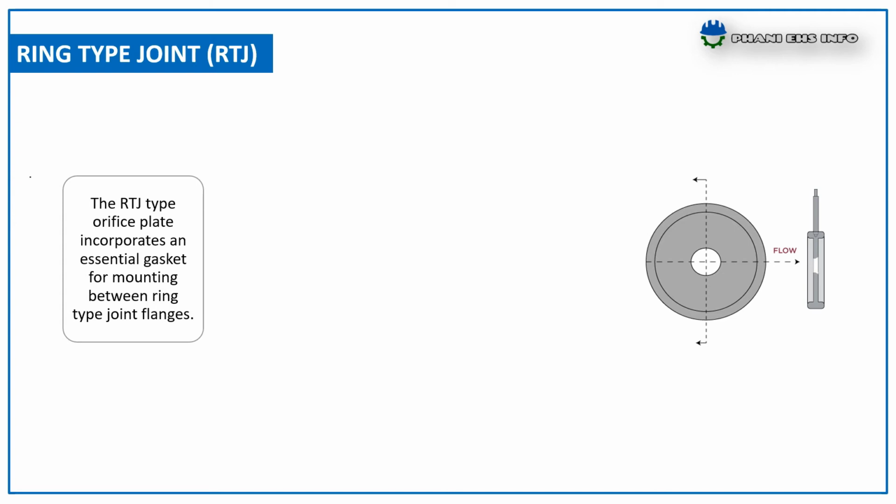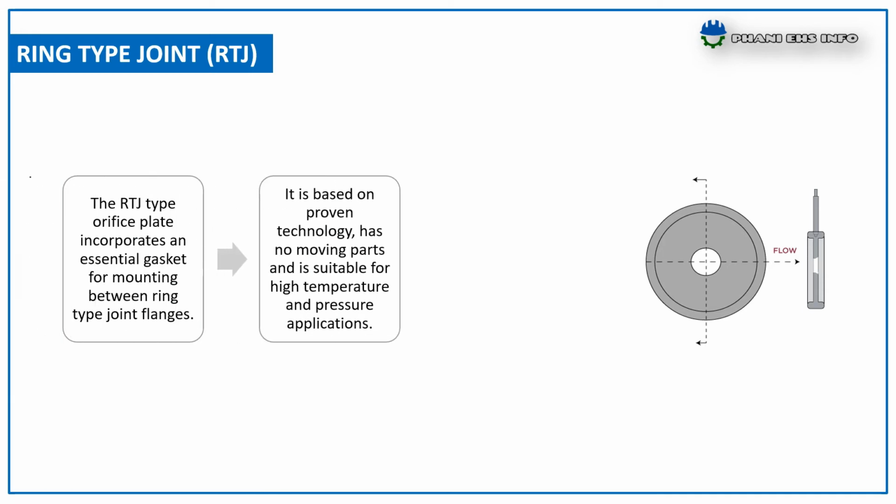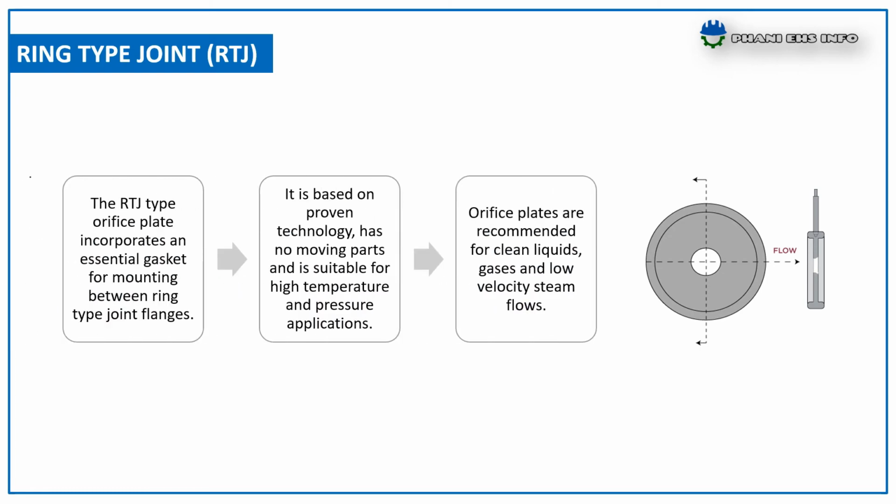And last one, ring joint type. The ring joint type orifice plate incorporates an essential gasket for mounting between ring type joint flanges. It is based on proven technology, has no moving parts, and is suitable for high temperature and pressure applications. Orifice plates are recommended for clean liquids, gases, and low velocity steam flows.